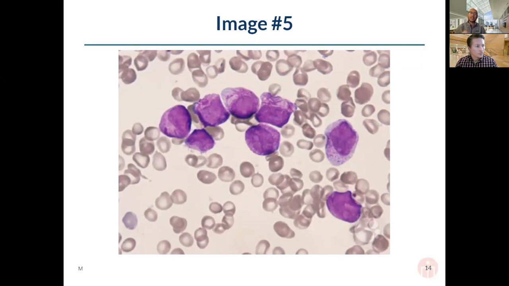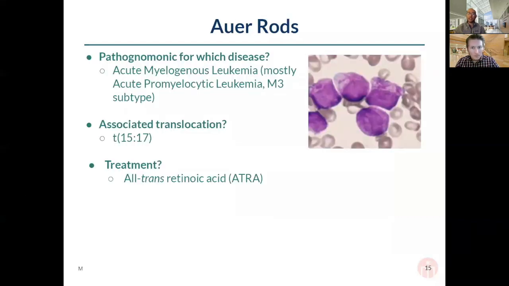And what's the drug that we can use to target that specific alteration? Beautiful. Vitamin A, all-trans retinoic acid. So y'all are doing my job for me. This is phenomenal. I'll point out that not all AMLs have Auer rods, but for the purposes of Step 1, if you see them, that is a huge, huge clue that you're dealing with an acute leukemia.